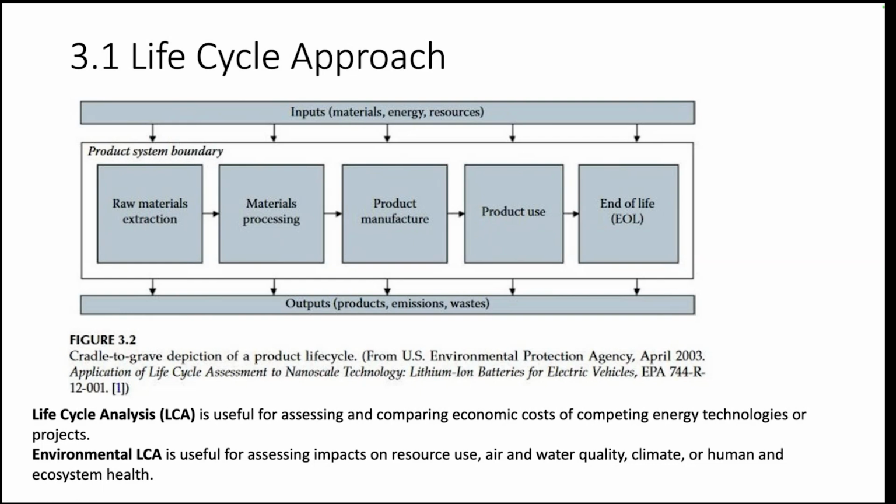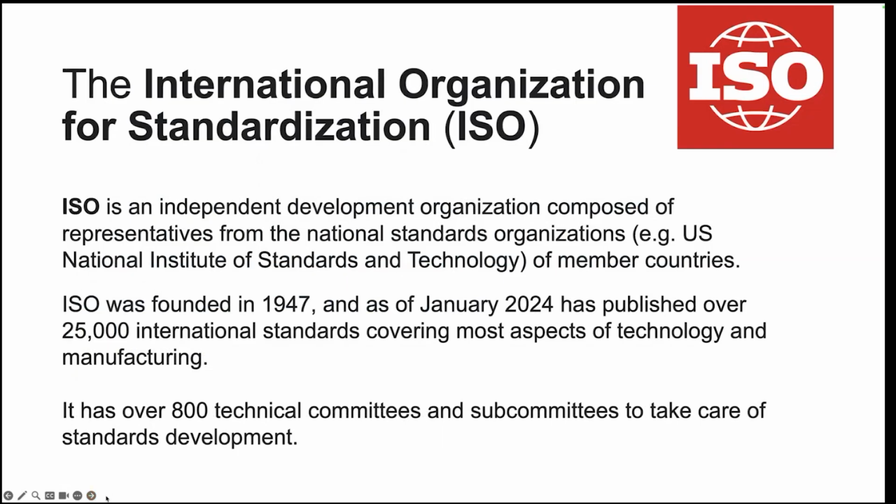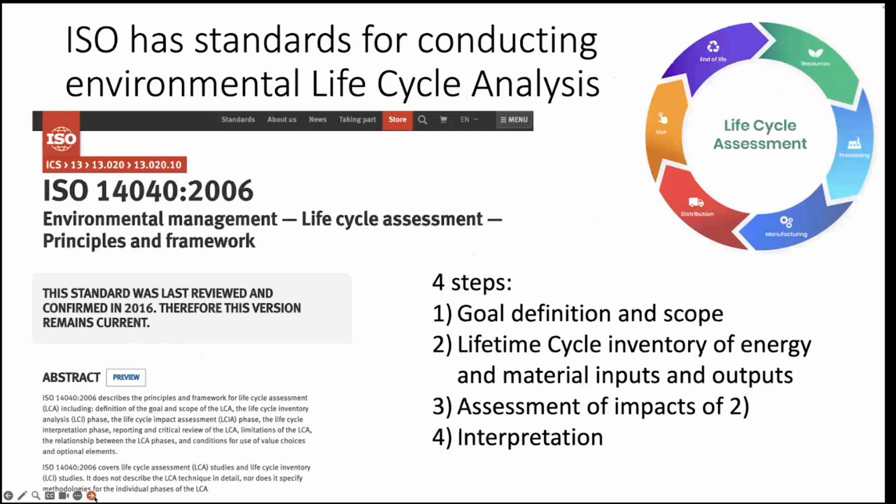And we could think about a parallel LCA, which would be the environmental LCA, where we would assess the impacts on resource use, air, water quality, climate, human, and ecosystem health. So the ISO, the International Organization for Standardization, is an independent body. They try to standardize all kinds of things, and they've generated 25,000 international standards covering most aspects of technology, and have over 800 technical committees and subcommittees. So it has standards for conducting environmental life cycle assessments. This is an example of a life cycle assessment with 4 steps: the goal, definition, and scope, the life cycle of energy and material inputs and outputs, the assessment of impacts, and interpretation of the whole thing.